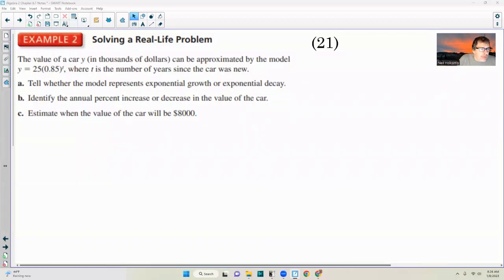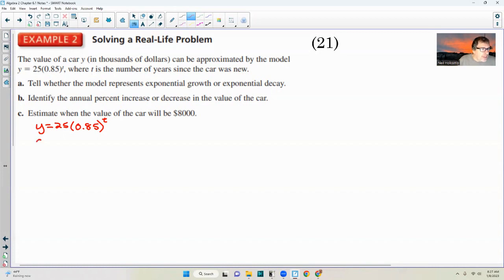Okay, example 2 is solving a real life problem. So it says the value of a car, y, in thousands of dollars can be approximated by the model y equals, so I'm going to rewrite this. So we have the equation y equals 25 times 0.85 to the power of t, where t is the number of years since the car was new. So if I have a 2010 car, 2011 t would be 1, 2012 t would be 2, 2013 t would be 3, and so on.